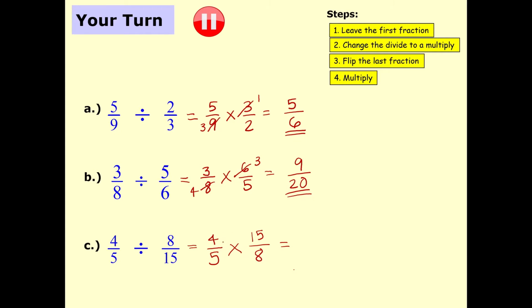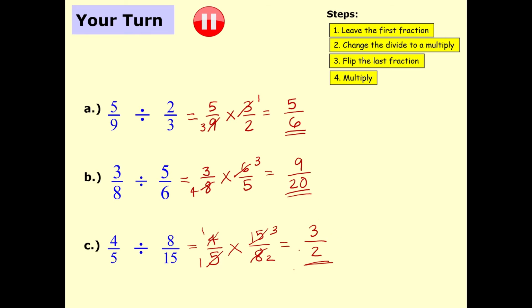So 4 and 8 both in the 4 times table, so divide the 4 by 4 and divide the 8 by 4. 5 and 15 can divide them both by 5 to get 1 and 3. And then we can go ahead and multiply. 1 times 3 is 3, 1 times 2 is 2. And that's your final answer.